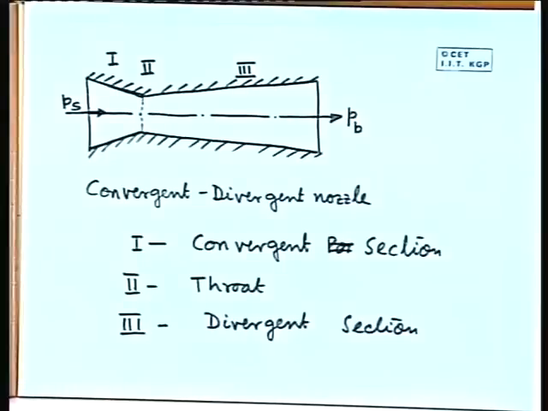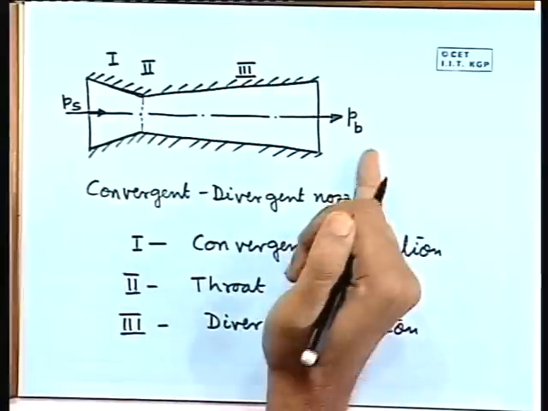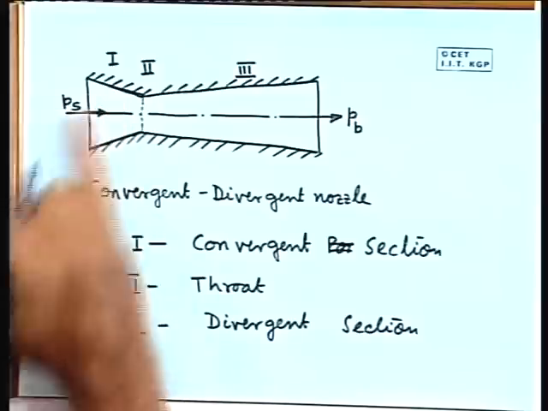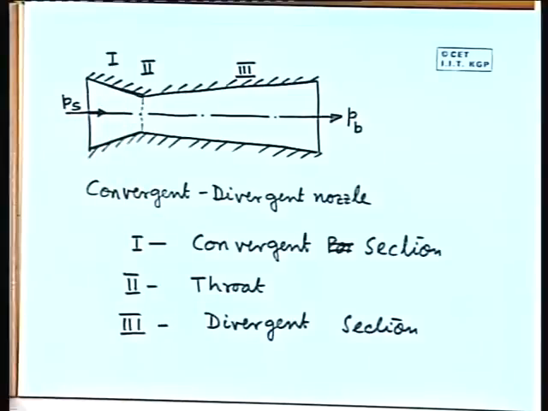Now, if we see that the velocity, we are going on reducing back pressure, so velocity will go on increasing in the convergent section. Pressure will go on decreasing in the convergent section. In the divergent section, what will happen? Again, pressure will increase and velocity will fall. And maximum velocity in the nozzle, where we will get? We will get it at the throat. We will get at the throat the maximum amount of velocity.